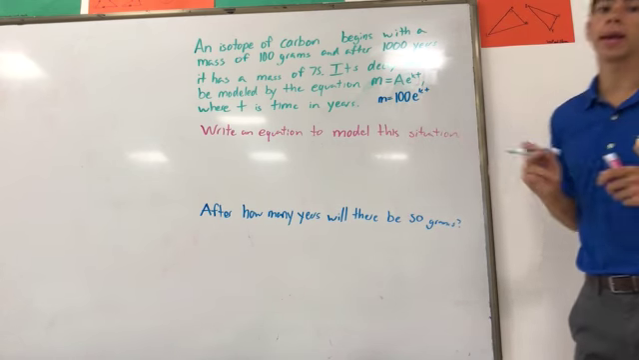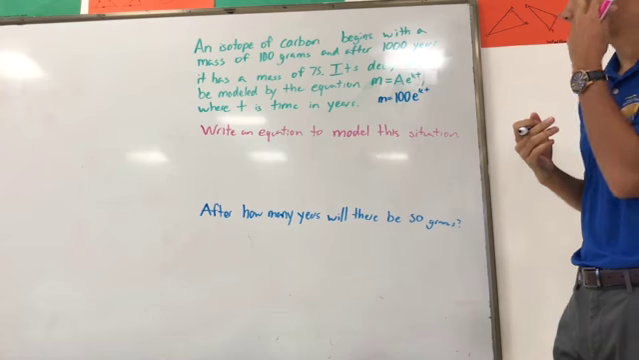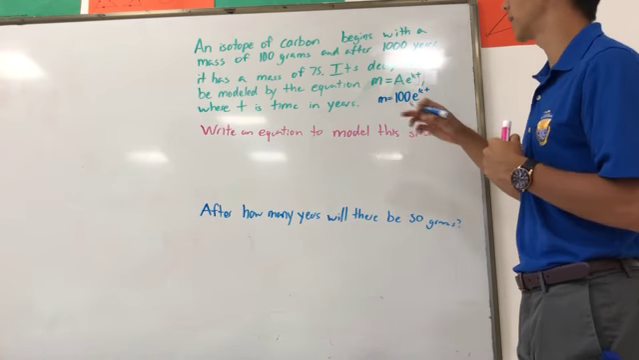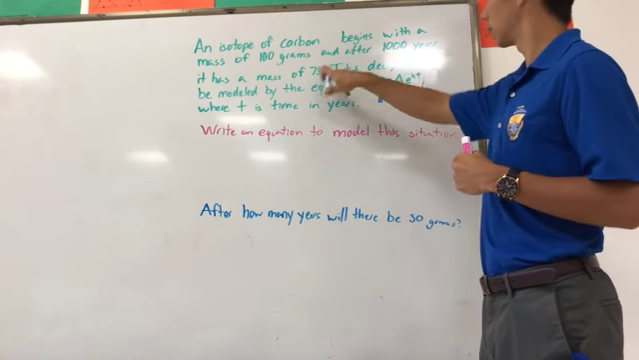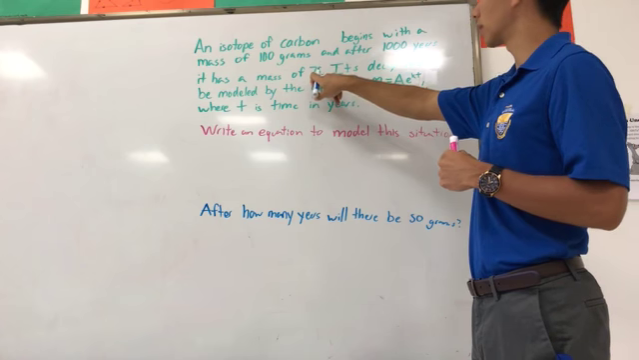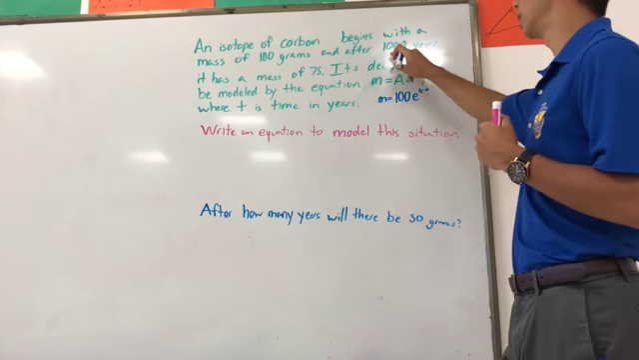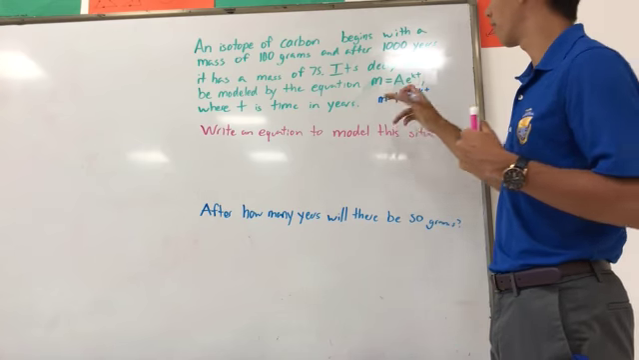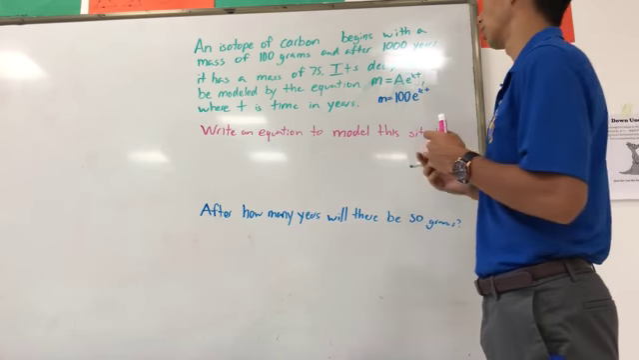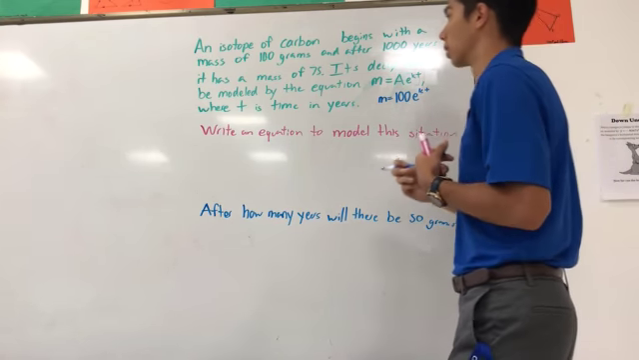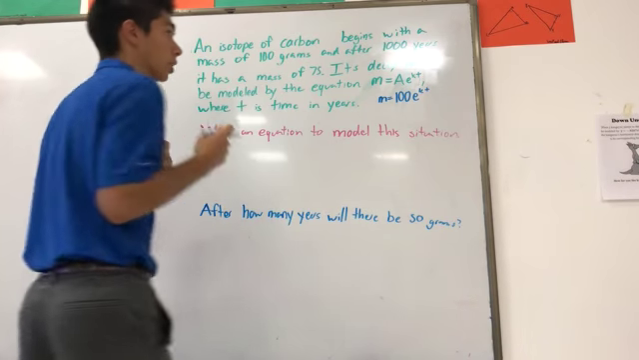However, I need to know what k is first. And we would normally not be able to solve that, but it has given us a point. At 1,000 years, there's a mass of 75 grams. So we can solve for k actually by plugging in 1,000 for t and 75 for m, and we are able to actually solve for what k is. So that's what we're going to do. So to begin, we need to solve for k.